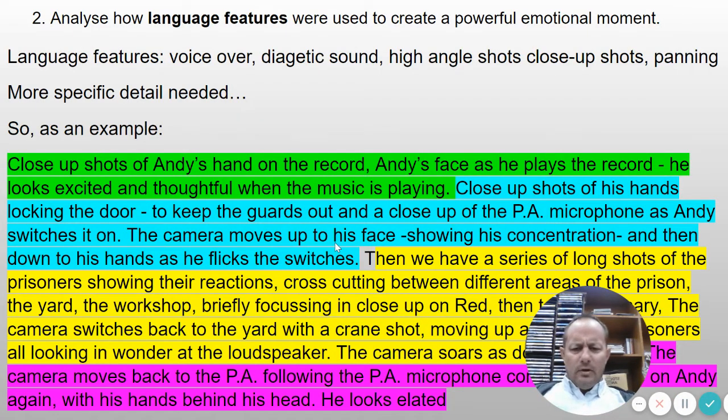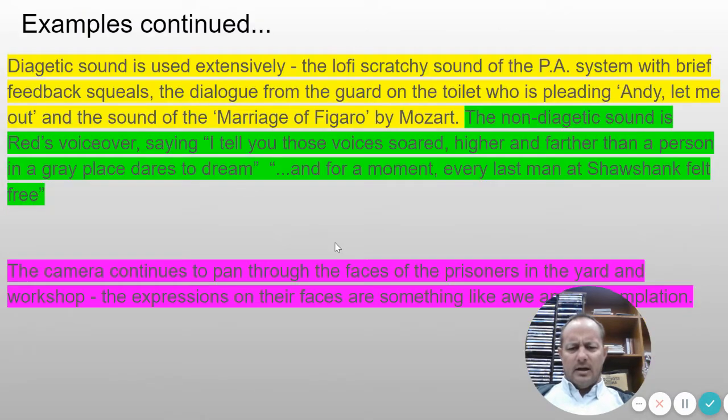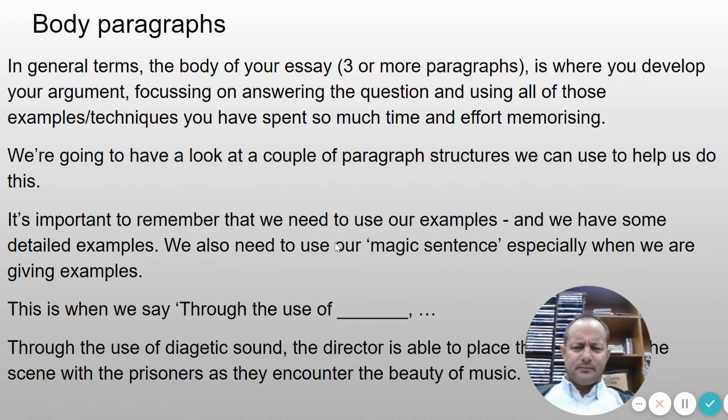Now, we've got these examples here of this scene, and they're going to come in useful. So if we look here, body paragraphs, okay, we really need to use examples where the markers look that you've used examples, that you've used enough examples, and obviously that you've answered the question. And we've got this magic sentence type that we use to show that we've done that.